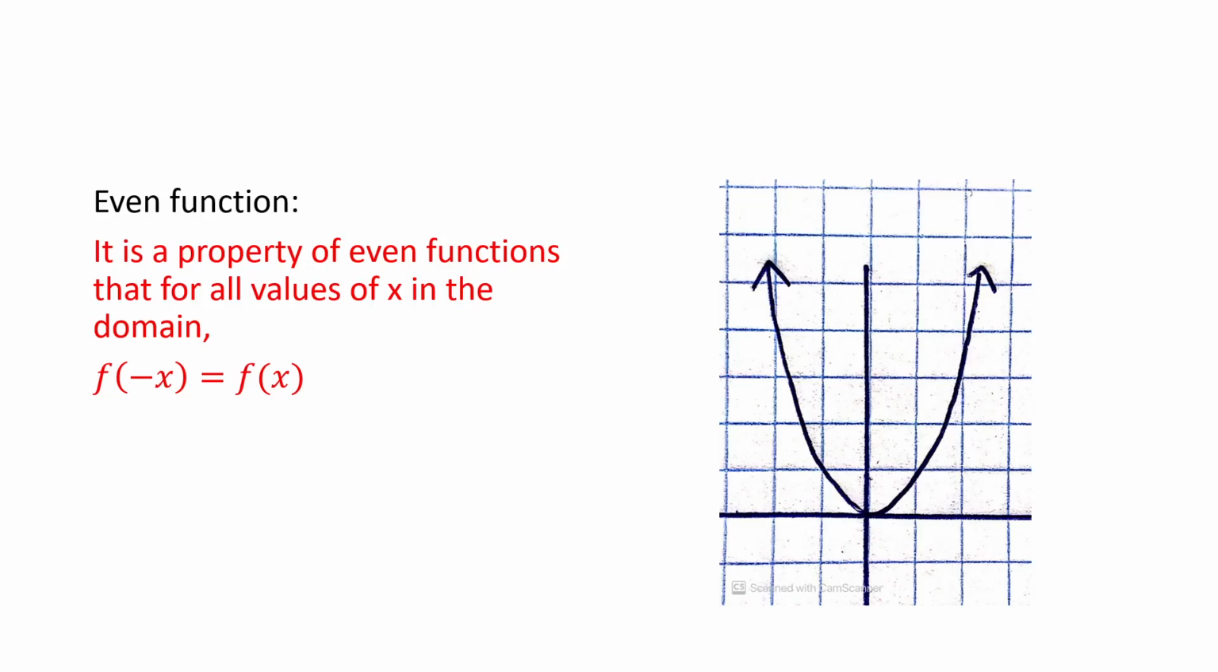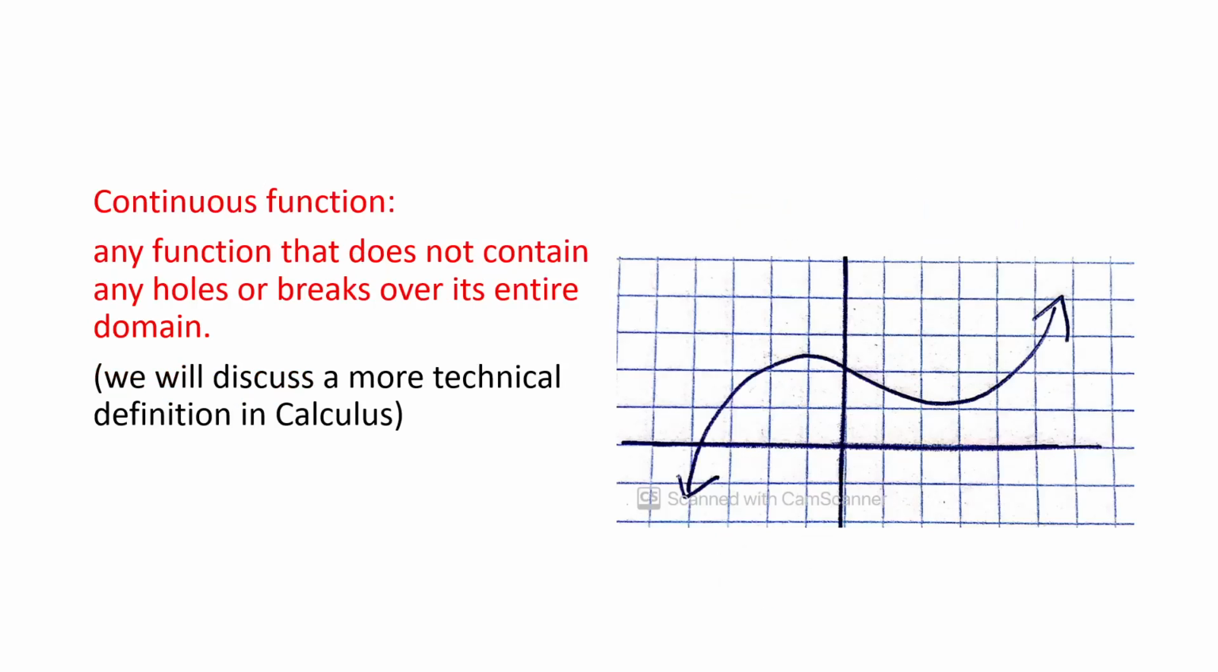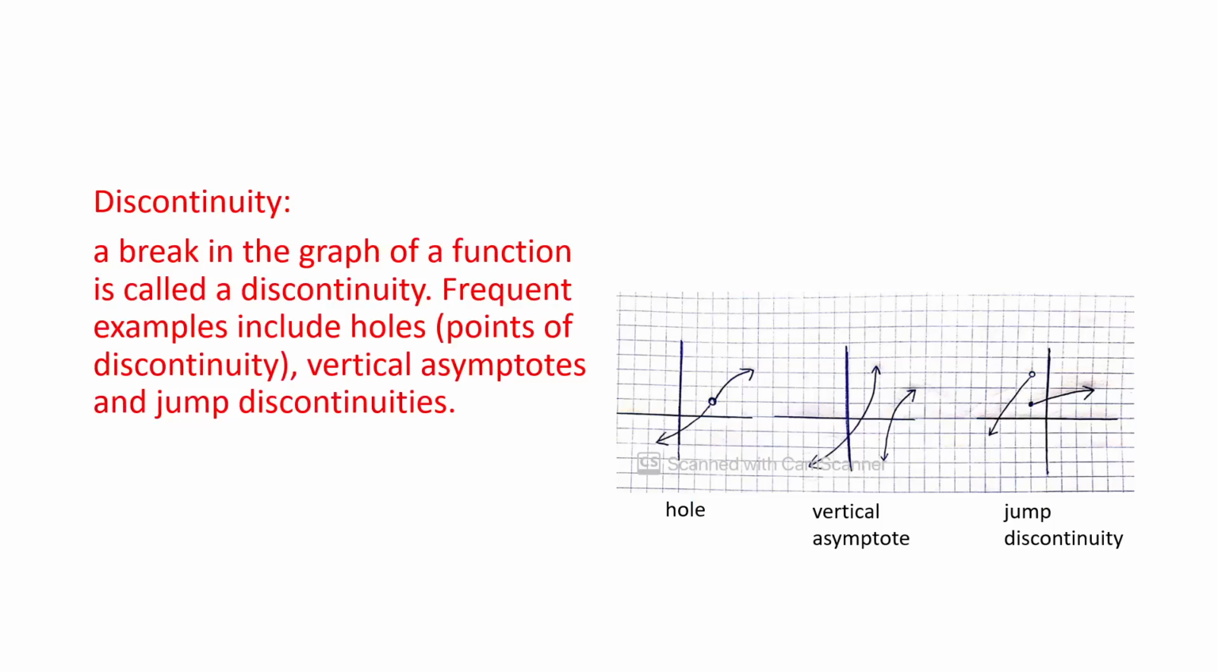Now, not every function is either even or odd. The vast majority of functions are neither. But many of our parent functions are either even or odd, although some of them are neither as well. Now, a continuous function is any function that does not contain any holes or breaks over its entire domain. We will discuss a more technical definition in calculus, but for now, it's almost like you can graph it without lifting your pencil off the page. A discontinuity is a break in the graph of a function. Frequent examples include holes, which are also called points of discontinuity, vertical asymptotes, or jump discontinuities.